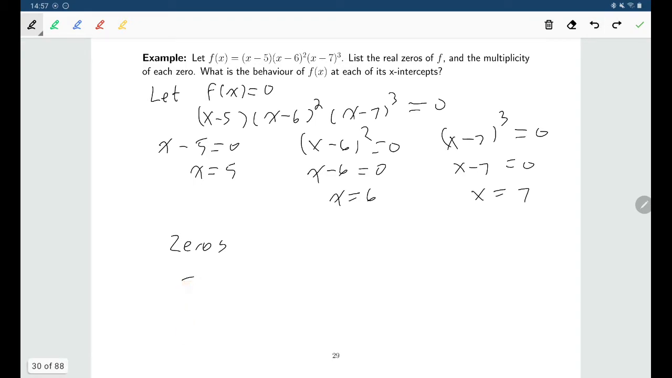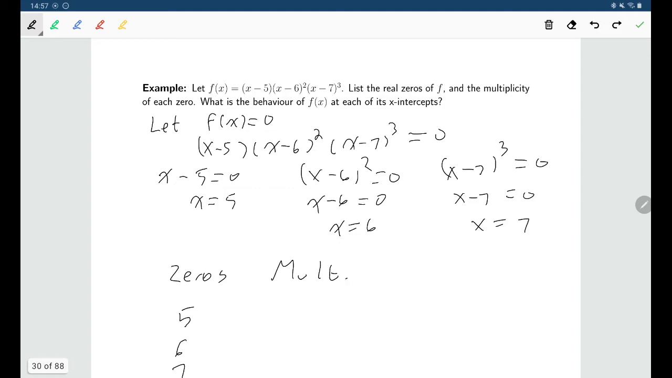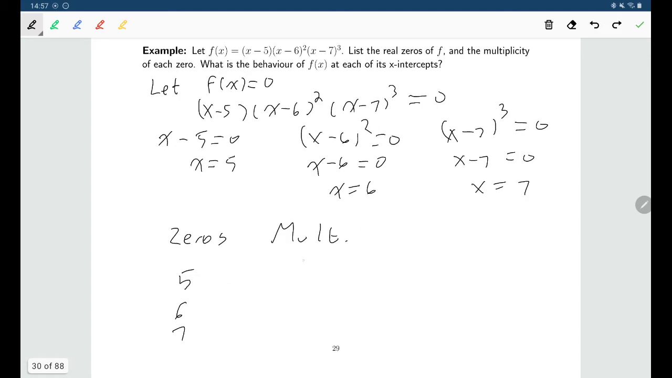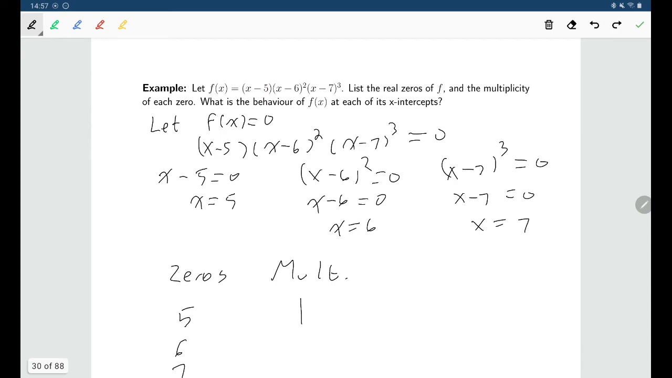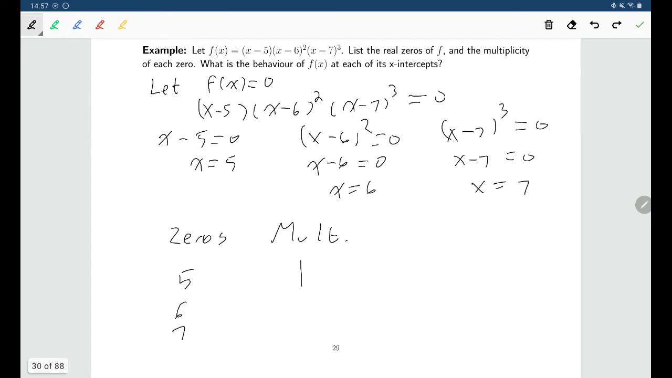And if we're listing our multiplicities, for x being 5, x minus 5 only showed up as a factor once. So x being 5, the multiplicity is 1. x minus 6 showed up as a factor twice. So since that showed up as a factor twice, that means 6 is a 0 with multiplicity 2. And similarly, x minus 7 cubed, that means that 7 is a 0 with multiplicity 3.